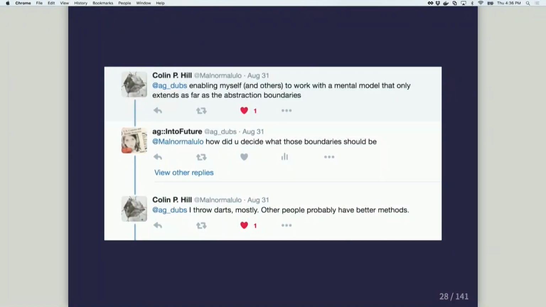Some people talked about having a mental model and abstraction boundaries. And I was like, OK, so what should go in the mental model? Where do you draw the boundaries for the abstractions? This person suggested that they threw darts. Not necessarily the best answer.